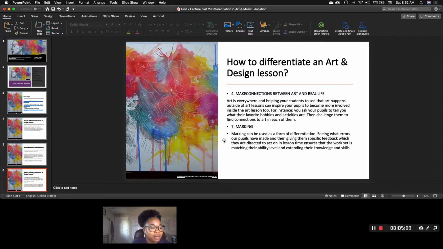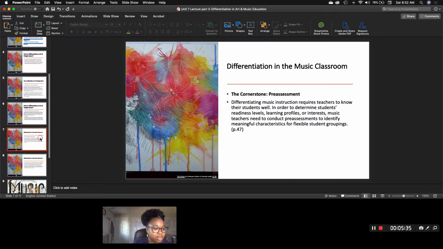They also say to make connections between art and real life, which should be done within any content area, but I think it matters even more with art. It says, for instance, when you ask your pupils to tell you what their favorite hobbies and activities are, then challenge them to find connections to art in each of them. So, art is in everything that we do. Our creative brain is necessary for us to access the true potential of our intellectual brain. So it is there. I try to incorporate artistic things within every aspect of my lessons so that students are using multiple parts of their brain.